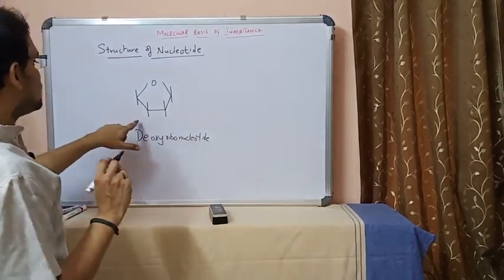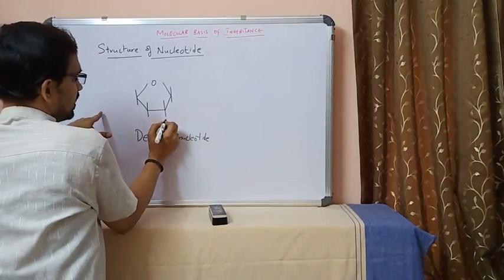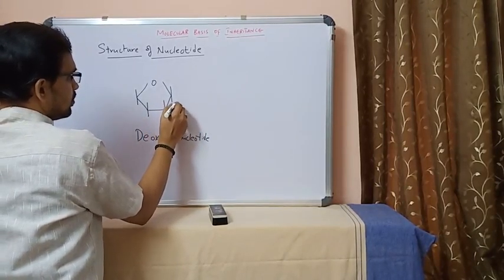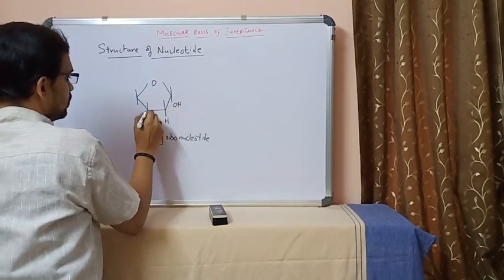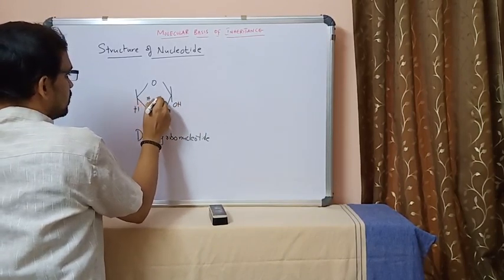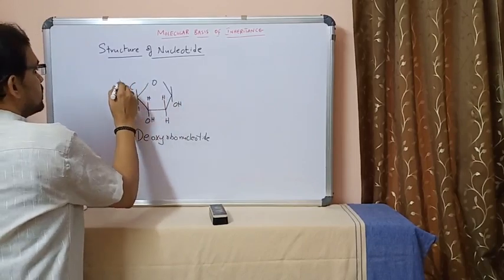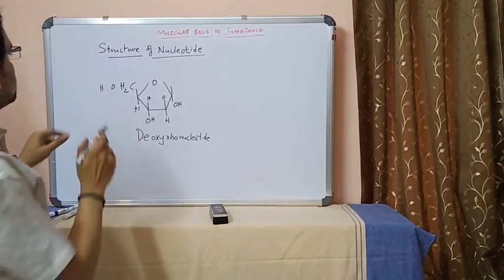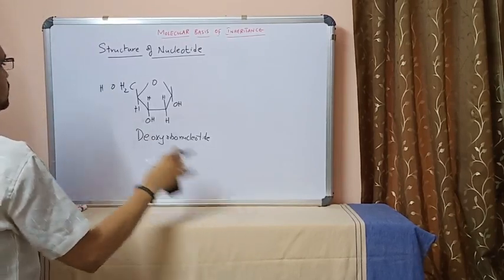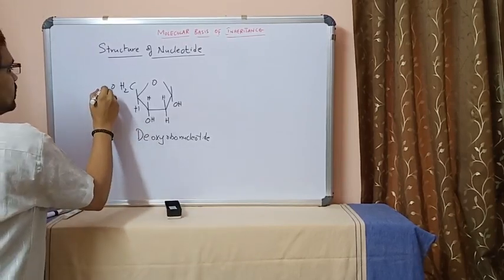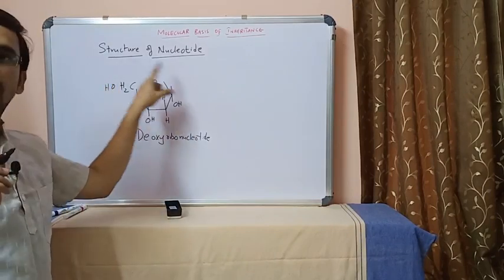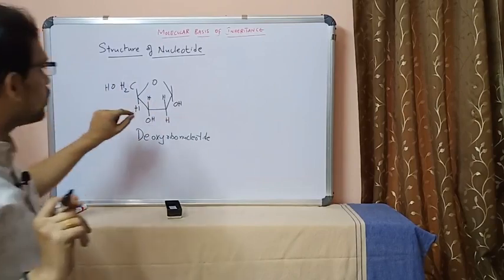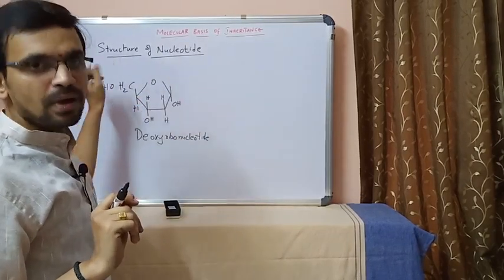Deoxyribonucleotide means definitely no oxygen at the second position, just H. Here CH2OH. So this is the structure of deoxyribose sugar. Now if it is a nucleotide, definitely there should be base and phosphate.